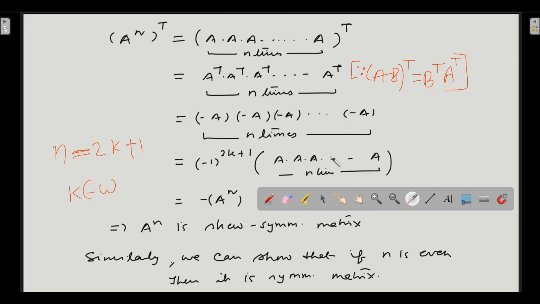So it is equivalent to A transpose multiplied by A transpose multiplied by A transpose, and so on and so forth, up to n times. So A transpose into A transpose into A transpose. How many times? n times.